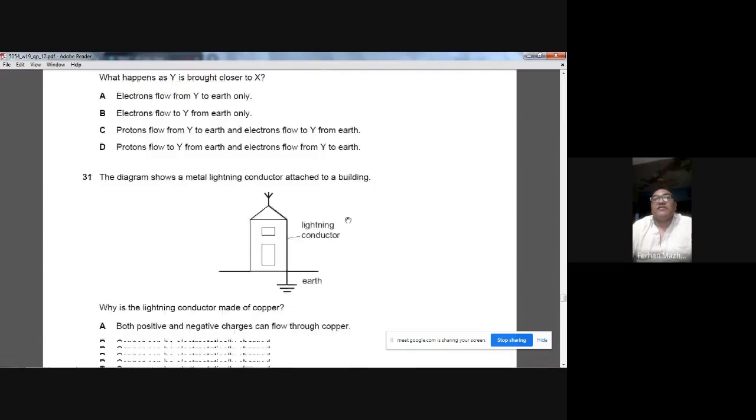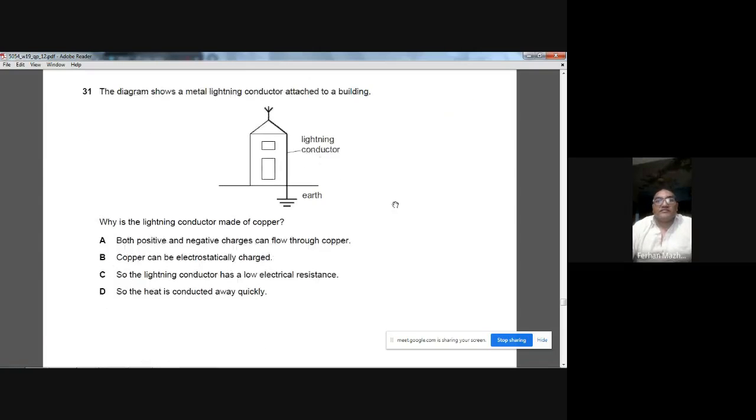Question number 31 on your screen. You can see here question number 31: the diagram shows a metal lightning conductor attached to a building. Why is the lightning conductor made of copper? Because it has to provide the path for the current. If lightning strikes your home, the lightning conductor will provide a safe path out of the home for the electricity to go into the ground. So it's providing a safe path for the electrons.